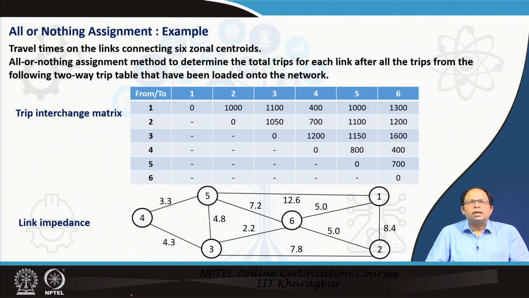So, in all or nothing assignment, let us see this particular example. So, we have 6 zonal centroids, 1, 2, 3, 4, 5, 6. Then travel times on the links are also given, which is over here, and we also have the total interzonal volumes, that is from 1 to 2 is 1000, 1 to 3 is 1100, and 1 to 4 is 400, and so on. All or nothing assignment method is used to determine the total trips for each link after all the trips from the following two-way trip table have been loaded onto the network. So, we will do that.